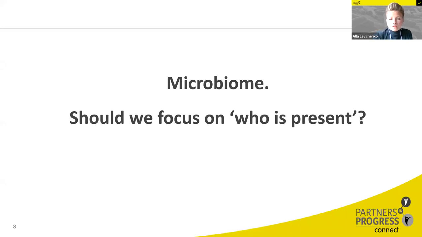A common approach seen in the industry is to establish what bacteria are present in the intestine and then find the correlations between those bacteria and the productive performance. So we really look at who is present and we are trying to establish those links. Do we think this approach provides all the answers? Or in other words, should we only focus on who is present or should we look at something else? So with this question in mind, let's explore some examples.